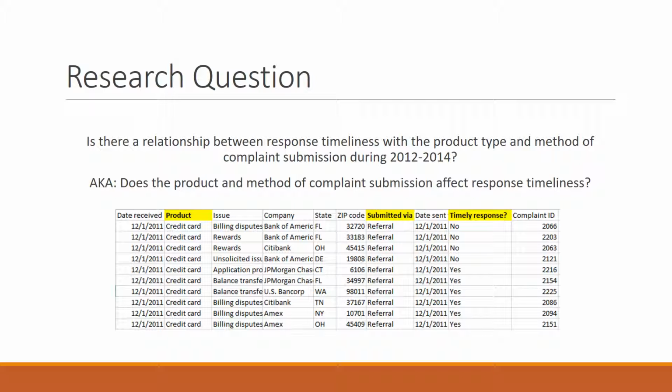The research question is looking at how these variables affect each other. Specifically, is there a relationship between response timeliness with the product and method of complaint submission during the years 2012-2014?